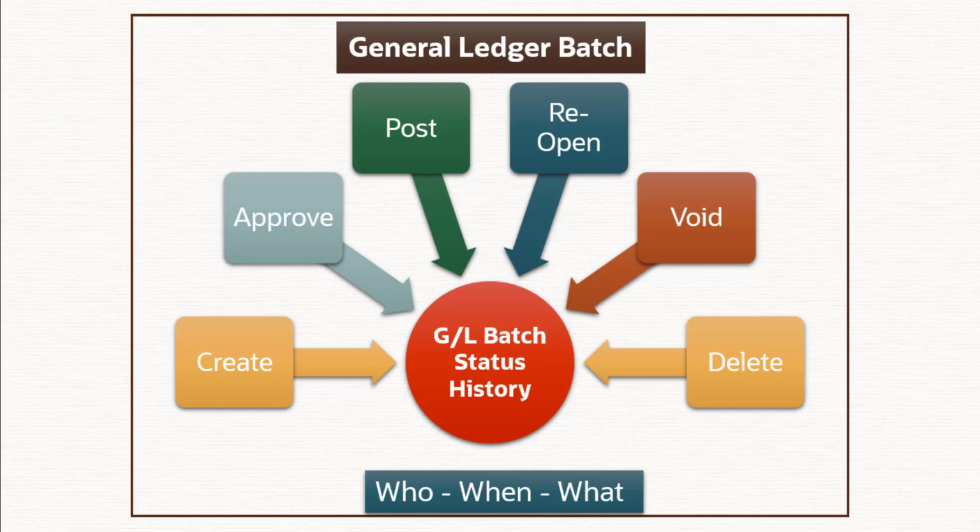Many types of activities are performed on each batch of General Ledger transactions. You can create the batch, approve it, post it, reopen it, void it, or delete the batch. Accountants and financial auditors are very interested in knowing who has performed what action against a batch. An audit trail is essential to ensure improved financial controls and segregation of duties compliance.